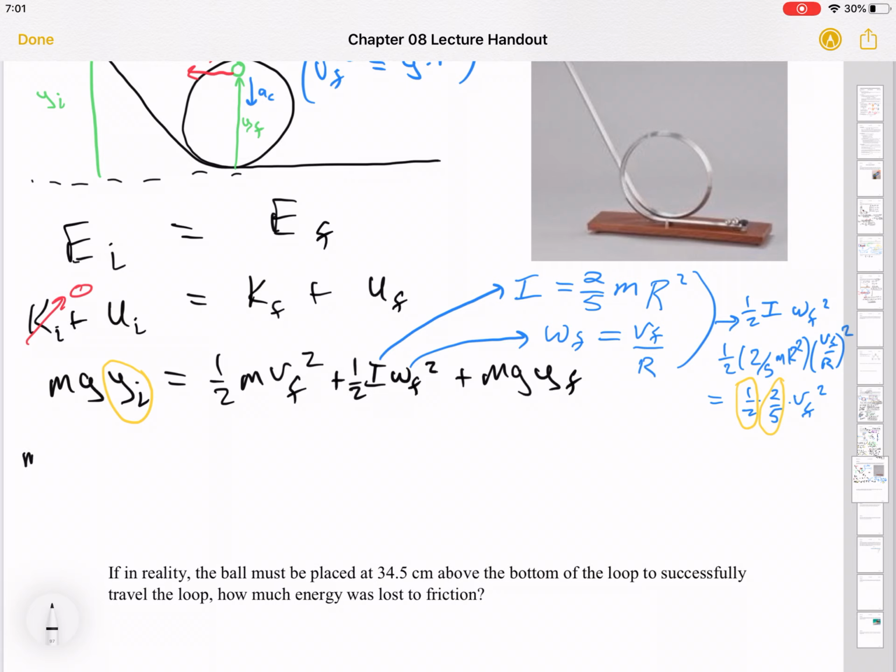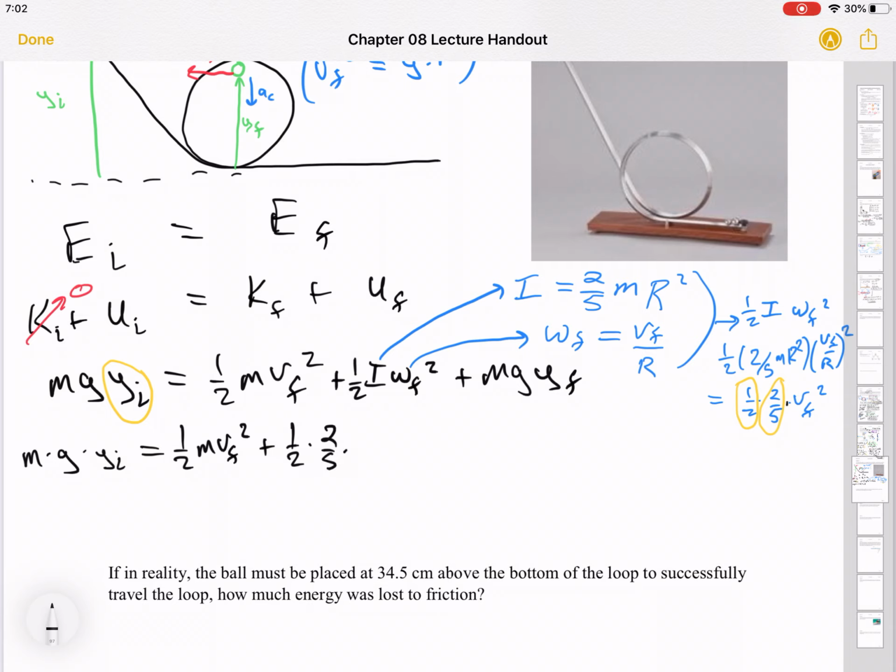So I've got m times g times y initial. Those are all numbers we know. Well, we don't know the mass, but we're going to divide it out in a second. Y initial, which we're solving for, equals half m v final squared. V final I have an expression for, so we'll plug that in a second, plus half I omega squared, which turns out to be half 2/5 v final squared, so half 2/5.